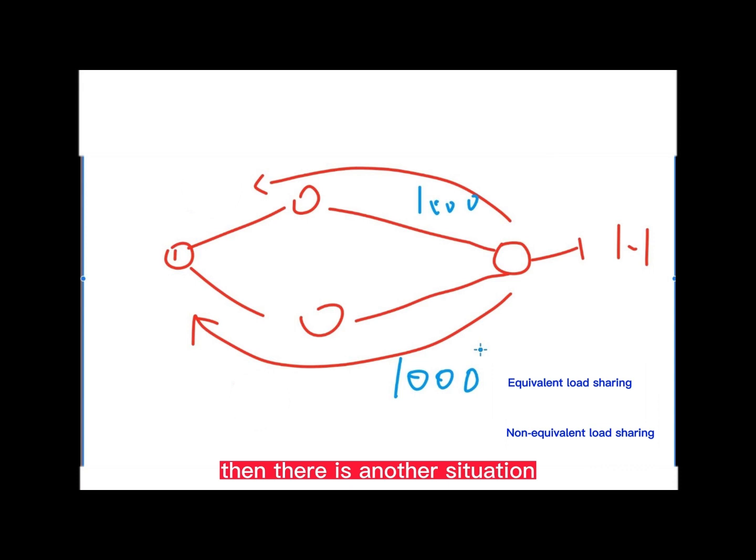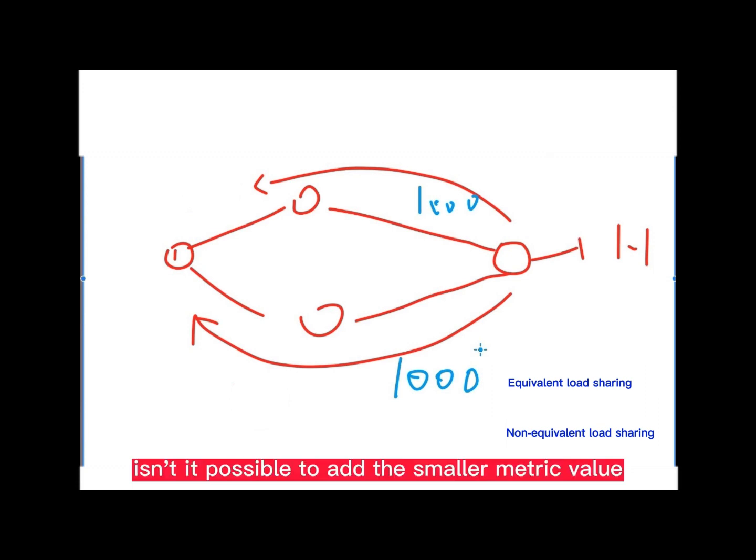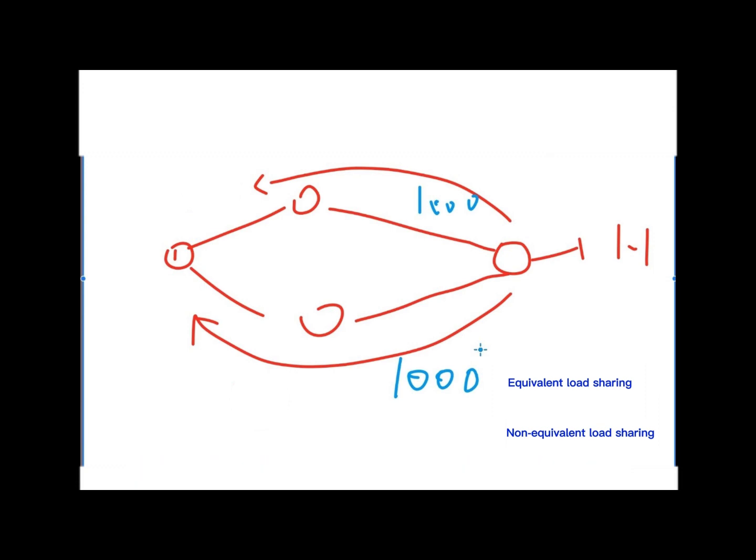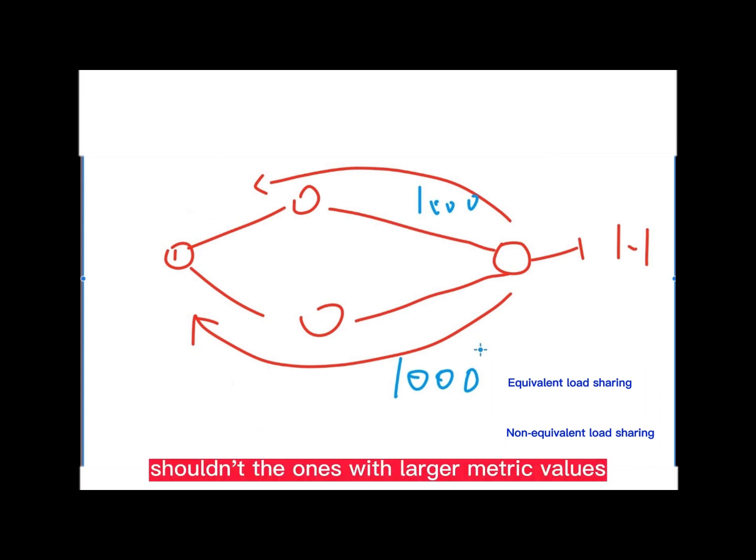Since they are equivalent, we call this equivalent load sharing. Then there is another situation. If the metric is different, we call it non-equivalent load sharing. But you may find it a bit strange. If the metric is different, isn't it that the smaller metric value is added to the routing table? Shouldn't the ones with larger metric values not be added to the routing table?